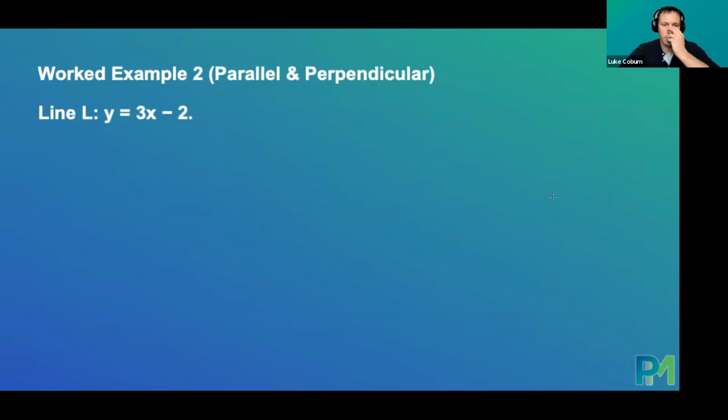Okay, so I think I haven't done this fully. Oh yeah, I didn't actually finish this one off. I think we're saying find the line that's perpendicular and that goes through the point 2, 3.